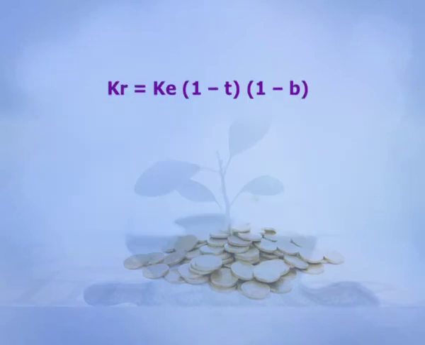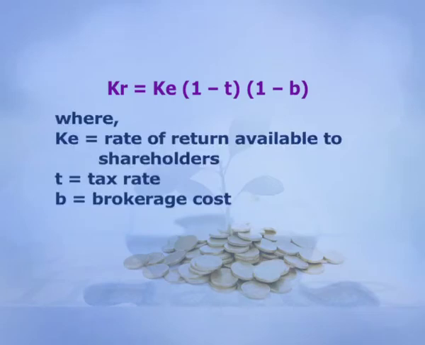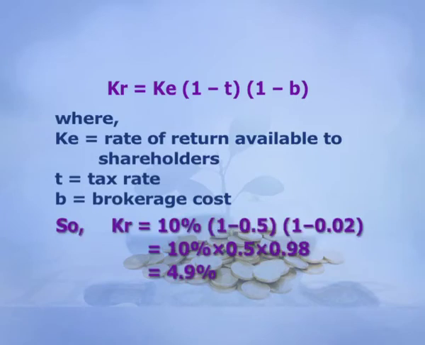The solution: cost of retained earnings KR is equal to KE multiplied by (1 minus T) and (1 minus B), where KE is the rate of return available to shareholders, T is the tax rate, and B is the brokerage cost. So, KR is equal to 10% multiplied by (1 minus 0.5) multiplied by (1 minus 0.02), which is equal to 10% multiplied by 0.5, further multiplied by 0.98, which equals 4.9%.